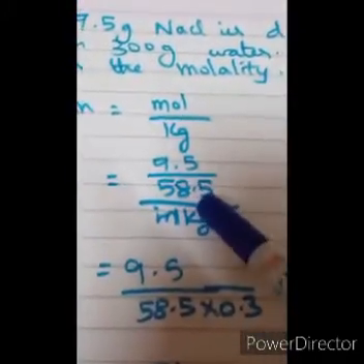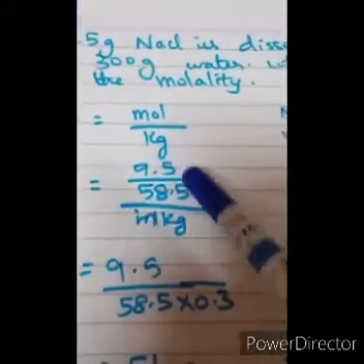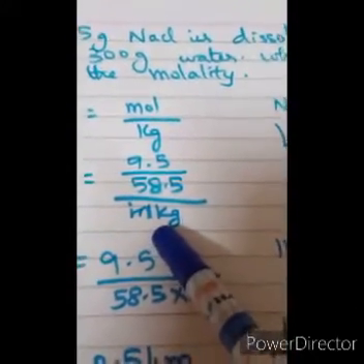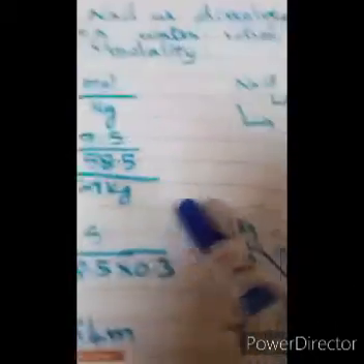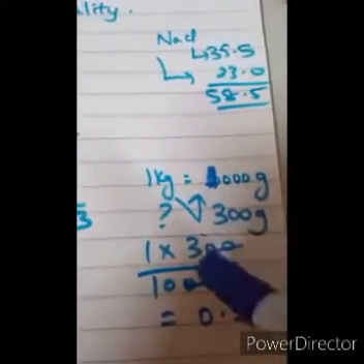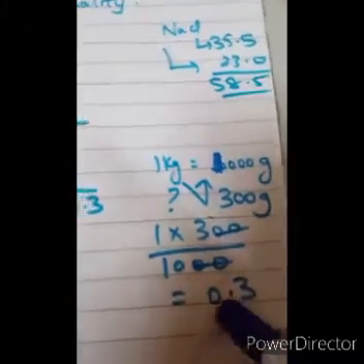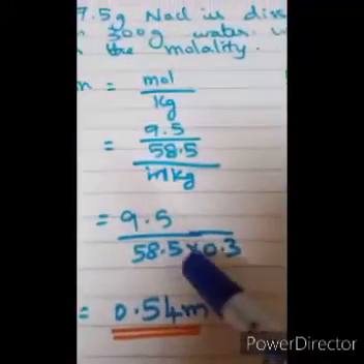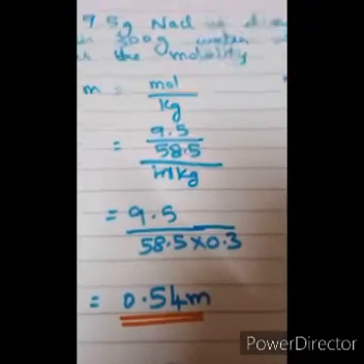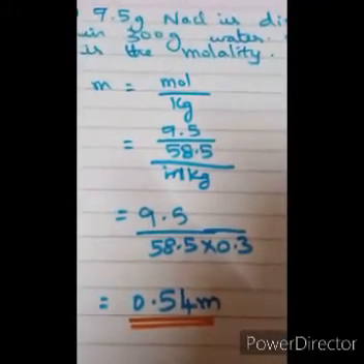So 9.5 by 58.5 gives the number of moles and divided by weight of solvent in kg. Here it is given as 300 grams. So 1 kilogram is 1000 grams. So 300 grams is 0.3 kg. So substitute 0.3 here in the denominator. You get the answer as 0.54 molal solution.